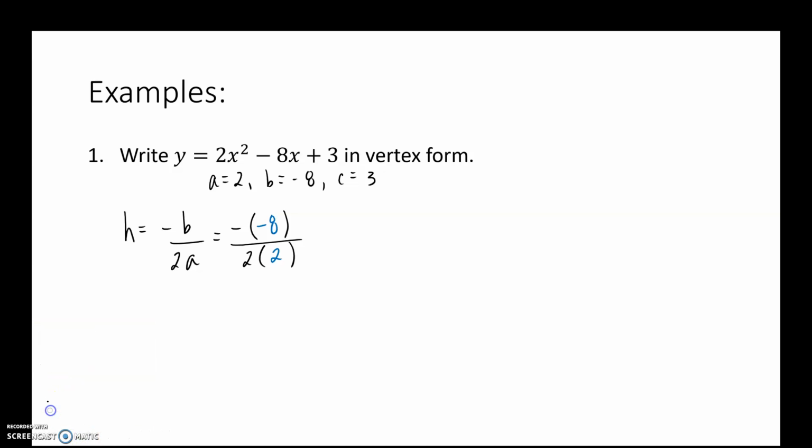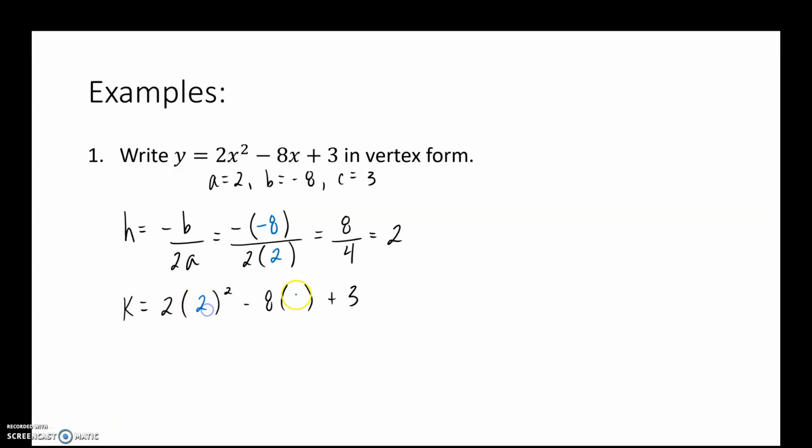So if you need to do this in a couple steps, that's okay. The opposite of -8 is +8. 2 times 2 is 4. So the x-coordinate of my vertex is +2. Where does my y-coordinate come from? I take my x-coordinate of my vertex and I just plug it in.